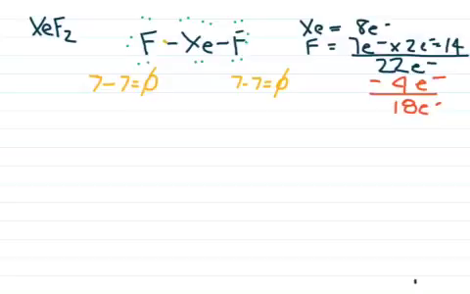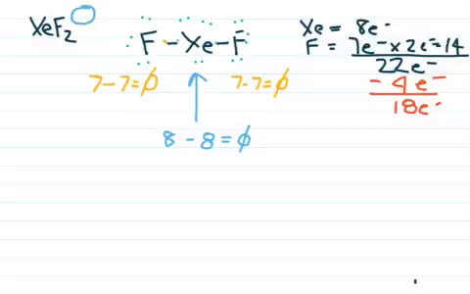Now let's take a look at xenon. Xenon has 8 valence electrons, and it has 2 electrons coming from the single bonds, and it has 3 lone pairs, so it gives us a total of 8 electrons. So it too has a formal charge of 0. This is perfect because there is no charge for xenon difluoride, so having 0 formal charge works.